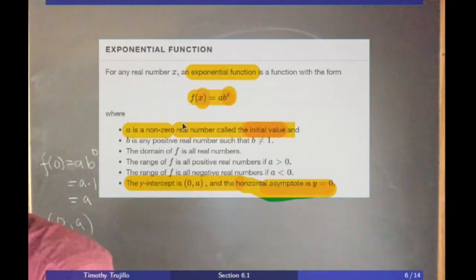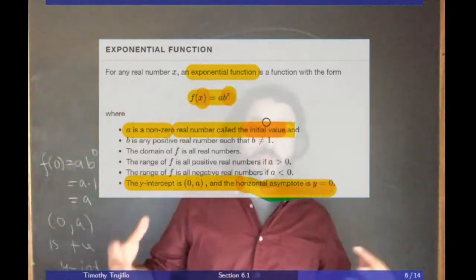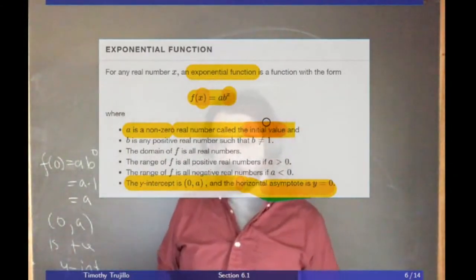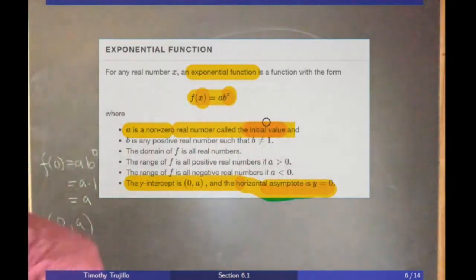Okay, so the a is non-zero. It's called our initial value, and often you can just pick the value of a straight from a graph if you can read off exactly where the y-intercept is. If you can see where the y-intercept is from an exponential function graph, then you know exactly what a is.